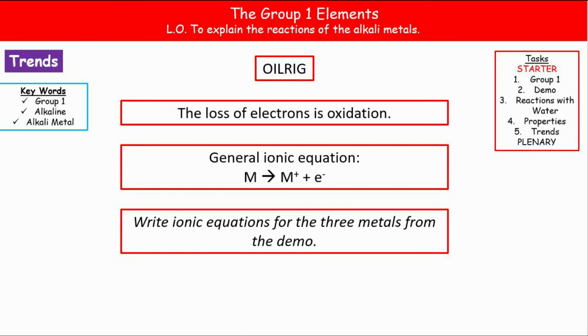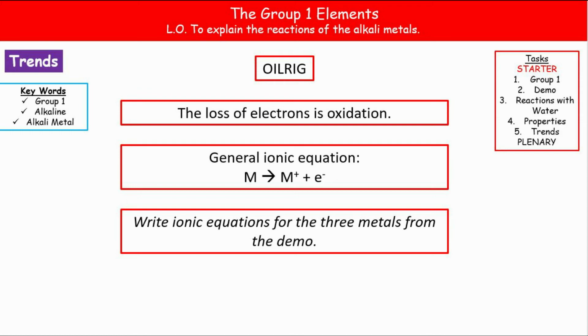One of the things that you really should get used to seeing is that phrase OIL RIG. Now, OIL RIG is just a cheating way of helping us to remember what happens in two types of reaction. So oxidation is the loss of electrons, reduction is the gain of electrons. So OIL RIG just stands for those parts there. What we're going to be looking at today is oxidation. We're looking at the loss of electrons.